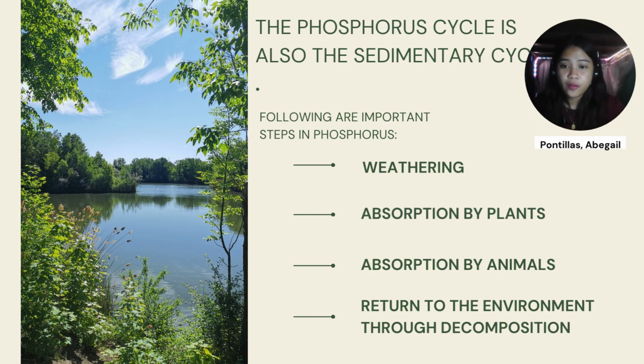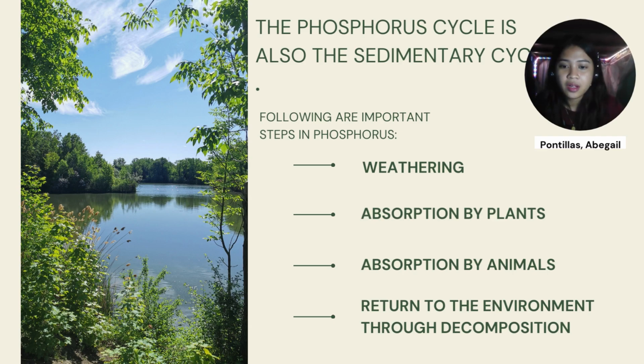So the first step is weathering. Phosphorus is found in rocks in abundance. That is why the phosphorus cycle starts in the earth's crust. The phosphate salts are broken down from the rocks, and these salts are washed away into the ground where they mix in the soil.